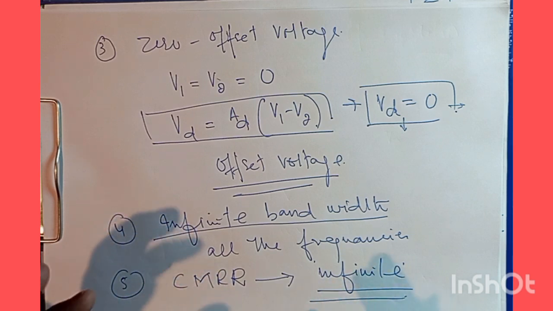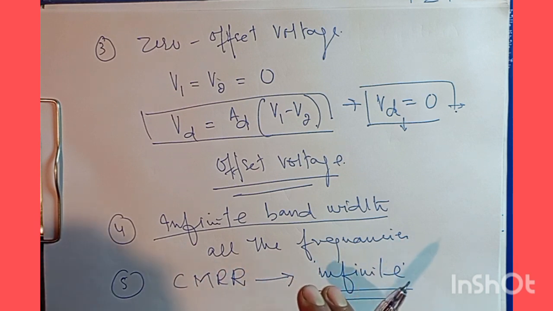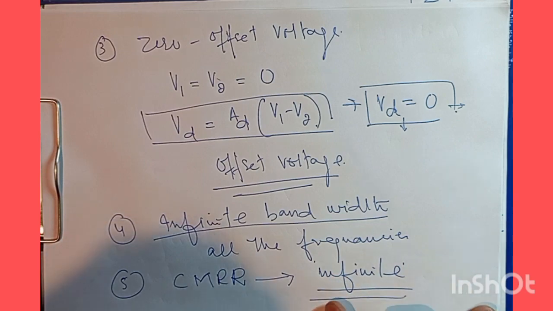It's the ability of the operational amplifier to reject the noise that develops in an operational amplifier, or we should say the unwanted signal that's present in the output. So for an ideal operational amplifier, this CMRR should be equal to 0.